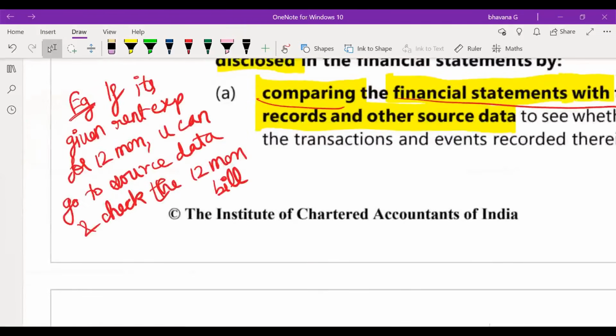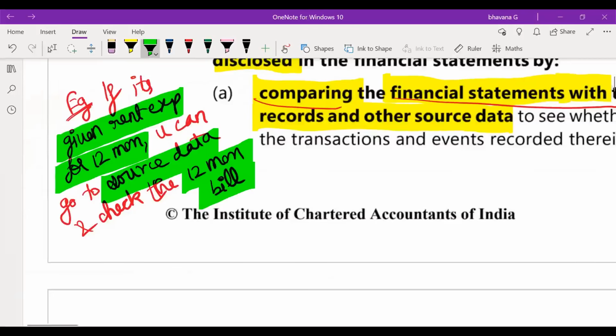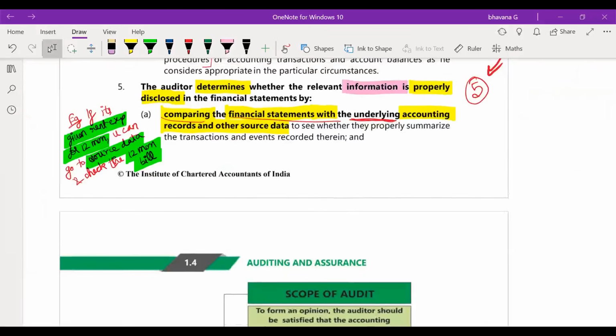I've given you an example. Suppose in the financial statements you have told that you have given rent for 12 months. You have to check the source data, whether you have the 12 months bill with you, the rent paid bill, whether this information that you have paid 12 months rent is correct or not. So you have to compare the financial statements with the accounting records and source data. That is one way you can check whether the information is properly disclosed.